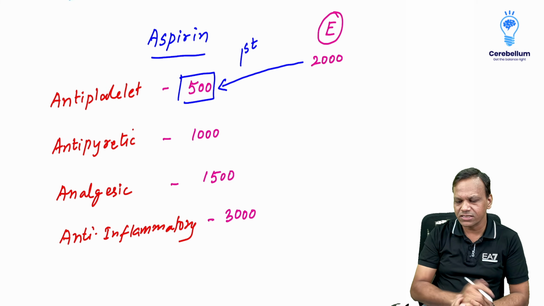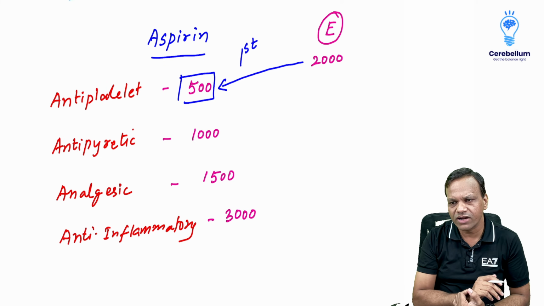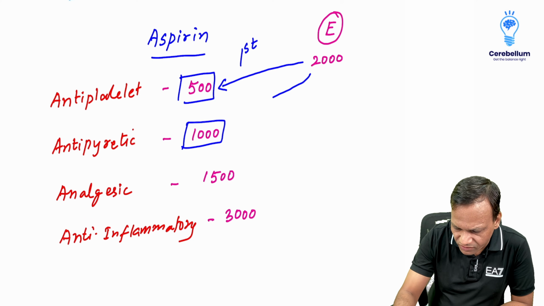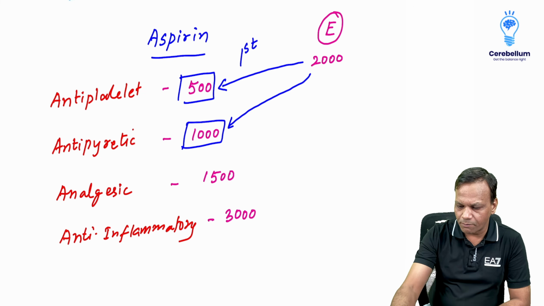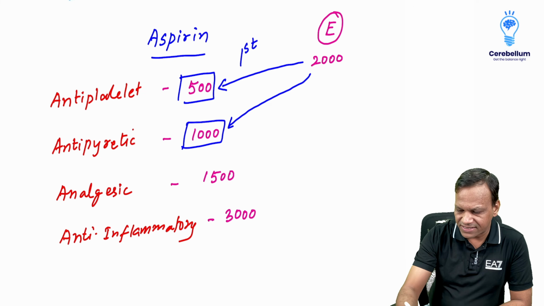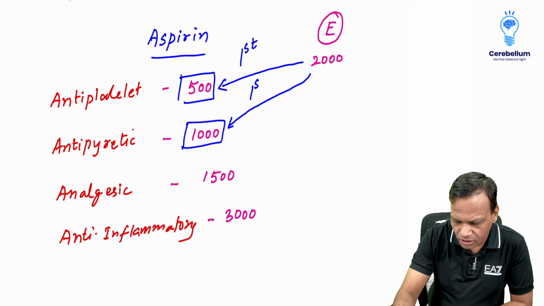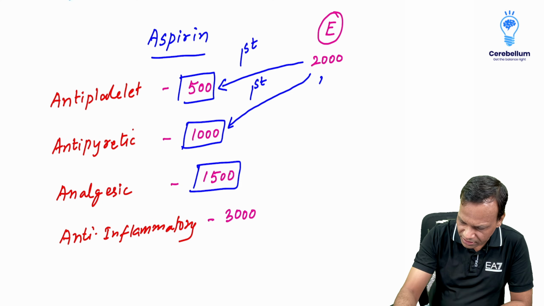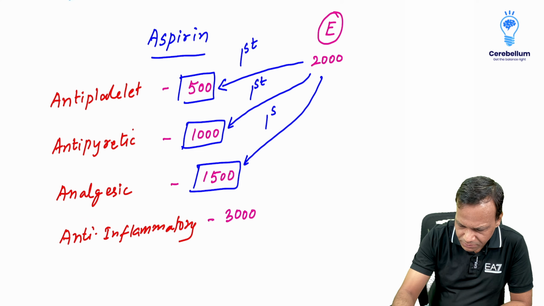First order kinetics, because enzymes are more than the number of drug molecules. Now, if we use it as antipyretic, which kinetics will it follow? Still the number of drug molecules is lesser as compared to enzymes, so still first order. If we use it as analgesic, which kinetics will it follow? Still first order, because the number of enzymes is more.